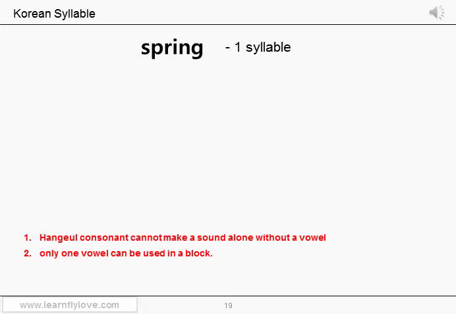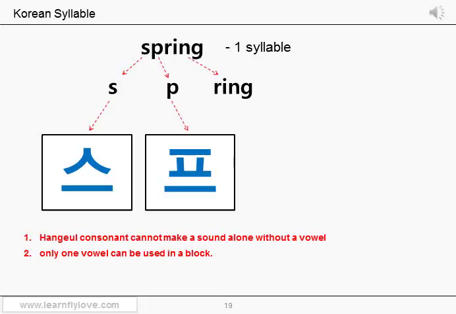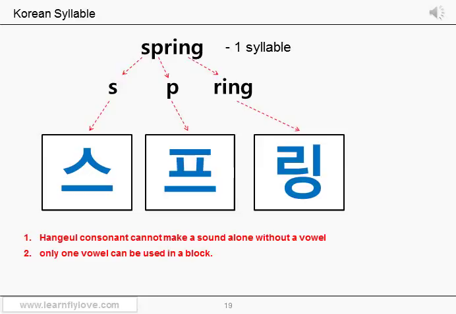So the first S in the word spring must be one separate syllable or one separate block in Korean. And P should also be one separate syllable or block. And the rest, ring, can be one separate syllable. Then which vowel should we use for the S sound of spring in Korean? Yes, you should use the U vowel with the S consonant. And you should use the same U vowel for the next P with the Hangul P consonant. And the last, ring, can be substituted with the initial L consonant and E vowel, and the final U consonant, which sounds like ng, like the English letters NG when it's used as a final. Spring, spring. So it's three syllables in Korean.